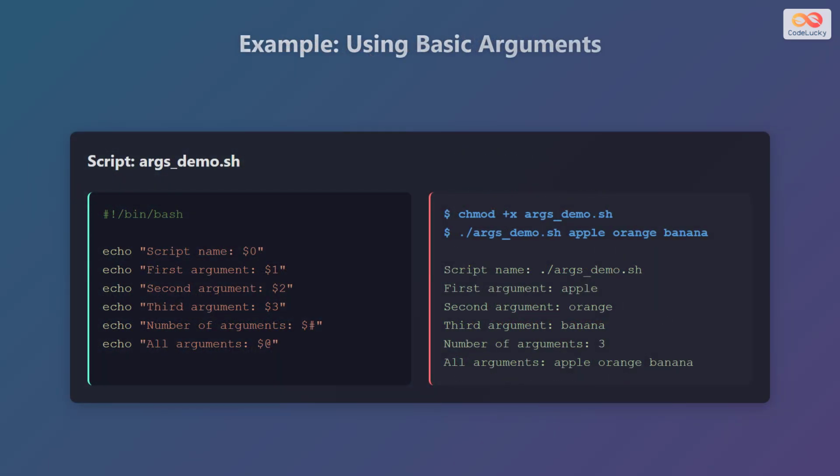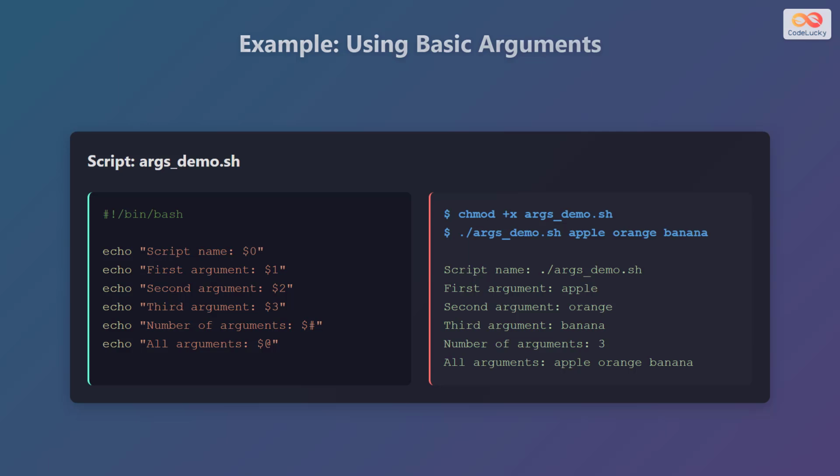Let's walk through an example that demonstrates how to use basic arguments in a shell script. The script, named args_demo.sh, begins with the shebang line. It then uses the echo command to display the script name using $0. It also shows the first, second, and third arguments using $1, $2, and $3 respectively. The number of arguments is displayed using $#, and all arguments are shown using $@.